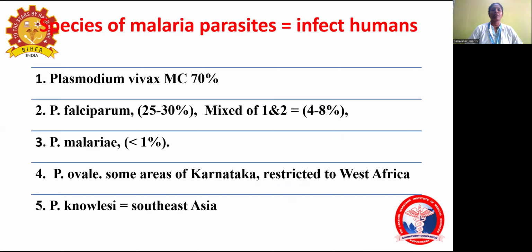Next, we'll go for the species of malaria that infect humans. There are 5 species. First, we'll see Plasmodium vivax, which is the most common. Almost 70% of malaria is caused by Plasmodium vivax, followed by Plasmodium falciparum, which includes 25 to 30%. Mixed vivax and falciparum includes 4 to 8%. Other species are Plasmodium malariae, Plasmodium ovale, and Plasmodium knowlesi. Knowlesi is found only in Southeast Asia.